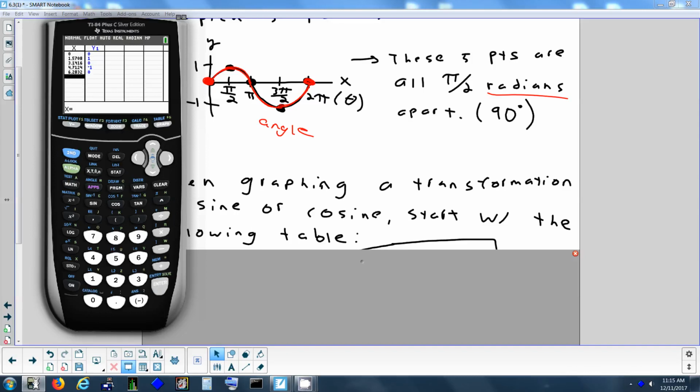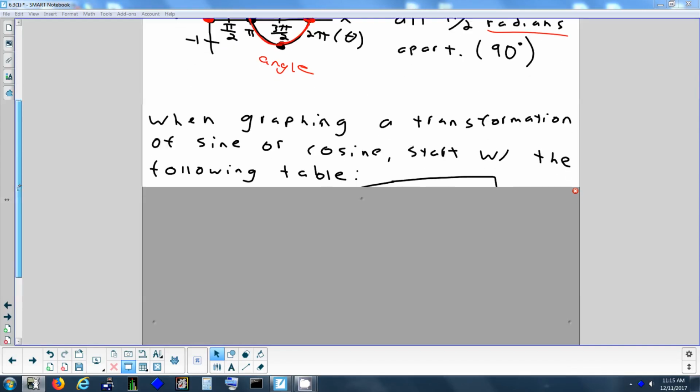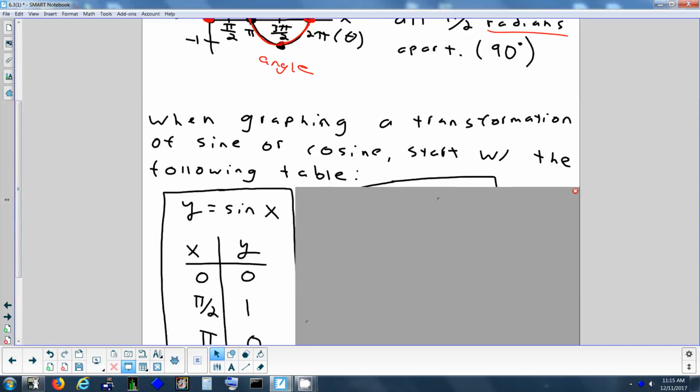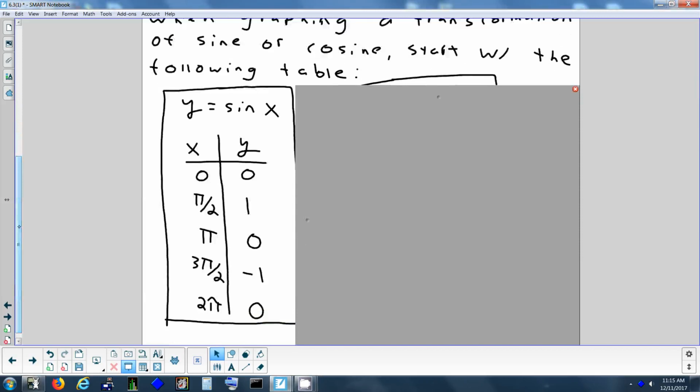Okay, so that's the table you're going to put in your notes, but leave it as multiples of pi. So 0, 0, and all the others.